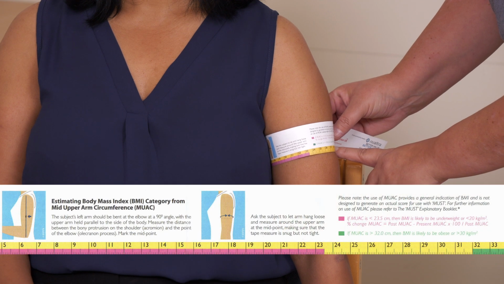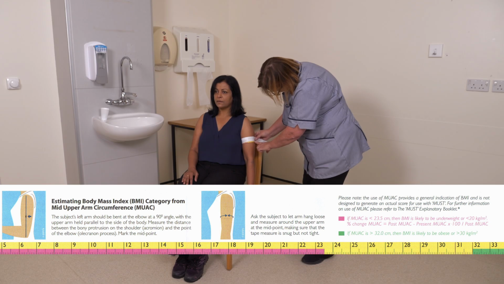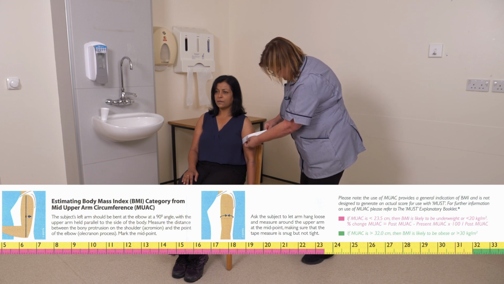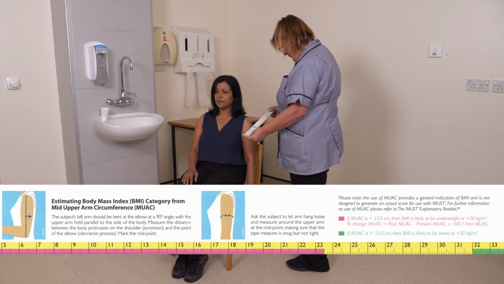Use the MUST guidance to identify whether the patient is likely to be underweight or overweight based on the MUAC measurement. If the measurement is less than 23.5 centimetres, the BMI is likely to be less than 20. If the measurement is greater than 32 centimetres, the BMI is likely to be greater than 30.